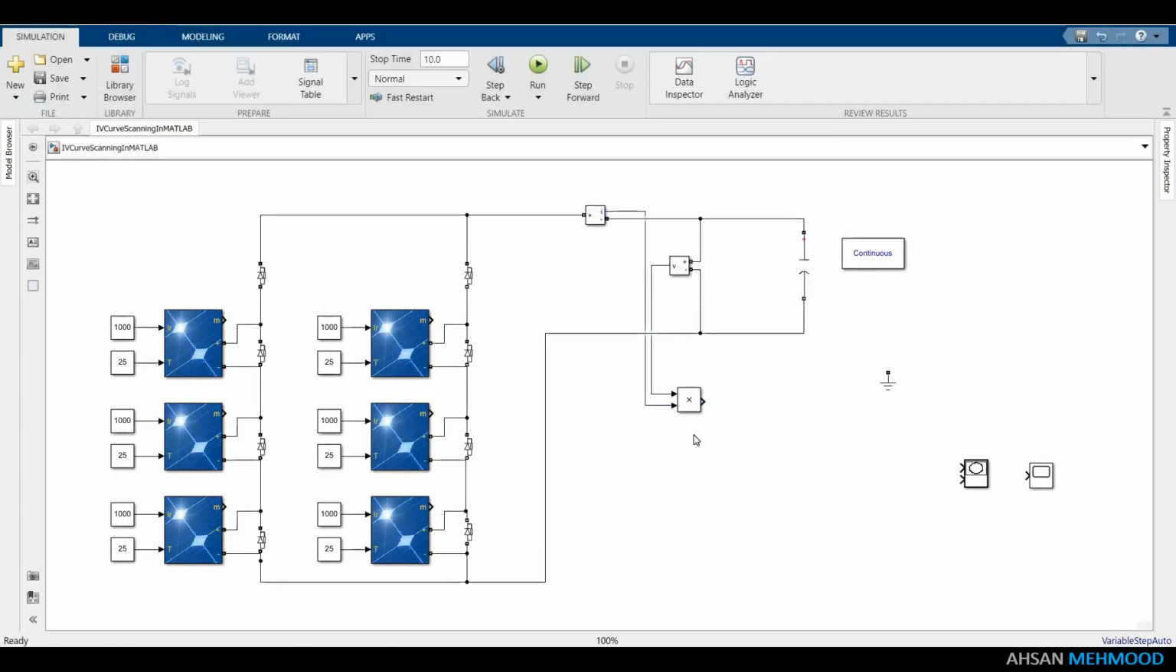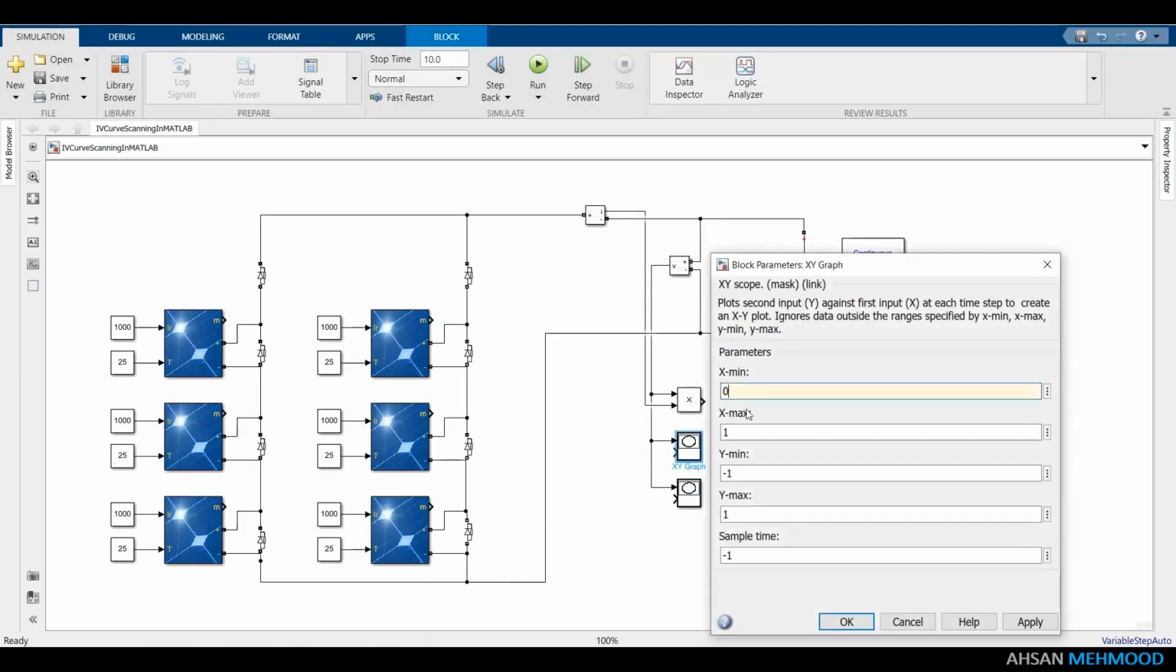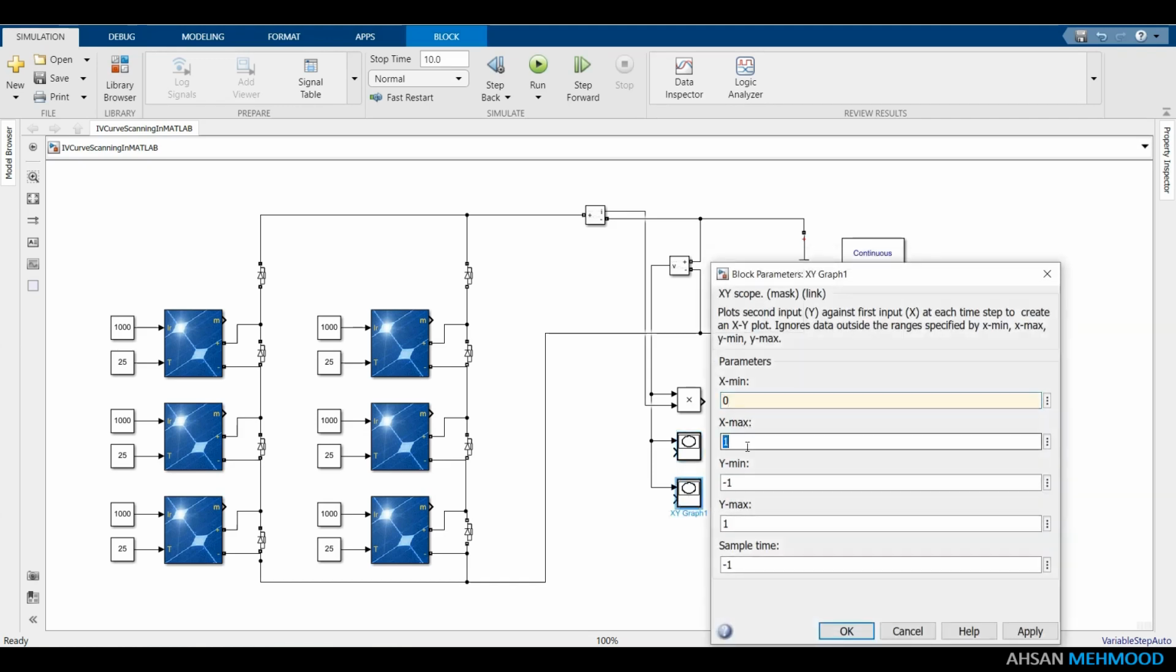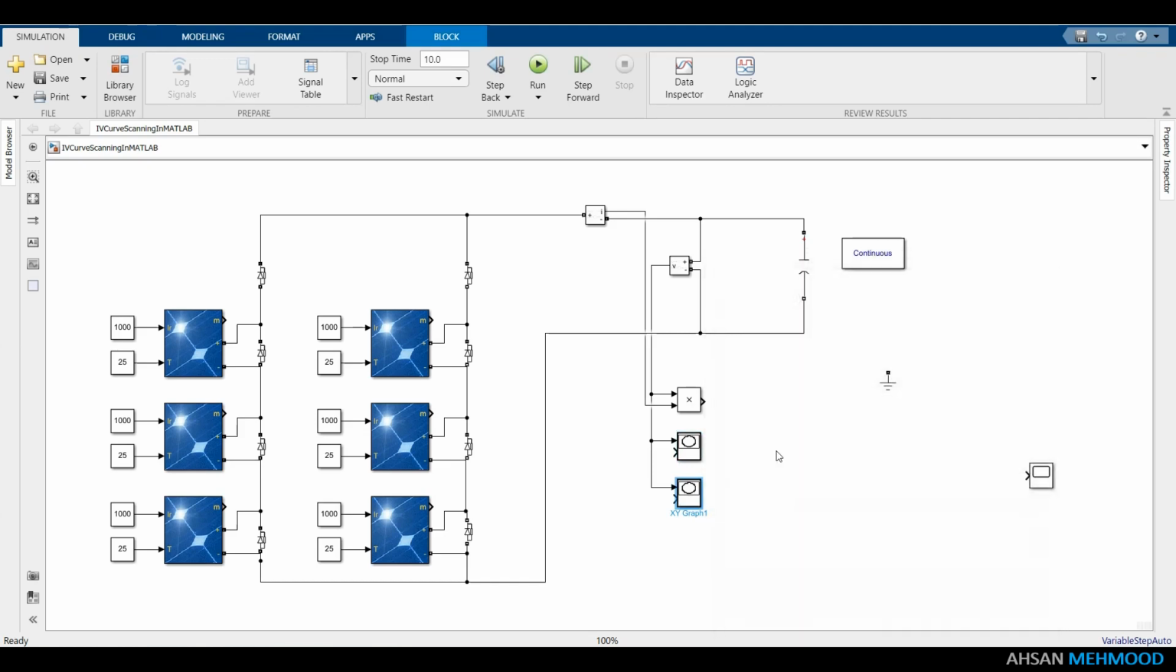Connect the voltage sensor to the XY graph blocks and configure the parameters as indicated on the screen. The x-axis of these blocks was set to the array voltage, and the maximum limit was computed by multiplying the open circuit voltage of one PV module by the number of series connected modules, that is 3.